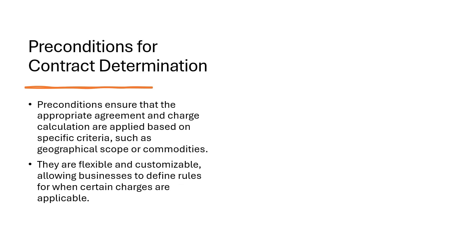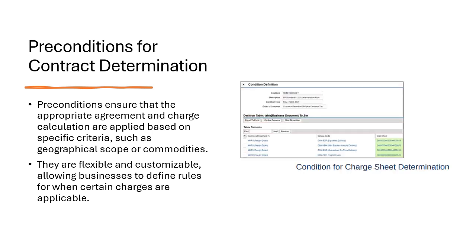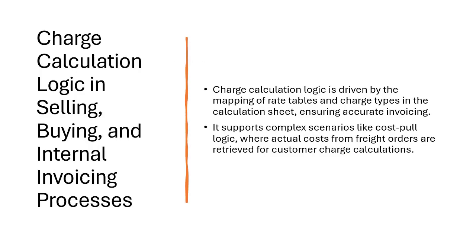And next is the precondition for contract determination. These define the criteria under which a contract is selected for a transport order. This includes factors like transportation mode, movement type, and service level. And this figure shows the condition setup for determining the applicable charge sheet. It also highlights how preconditions influence the selection of charges for accurate charge calculation.